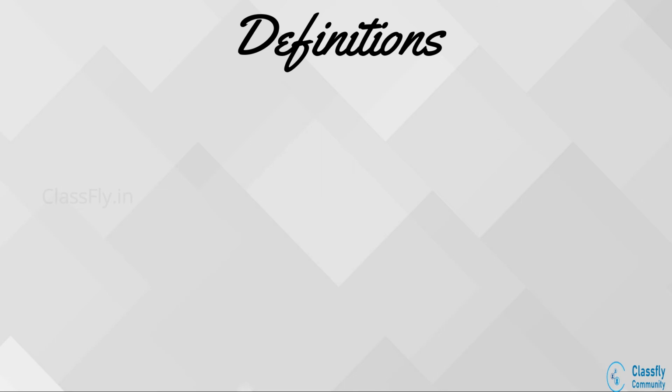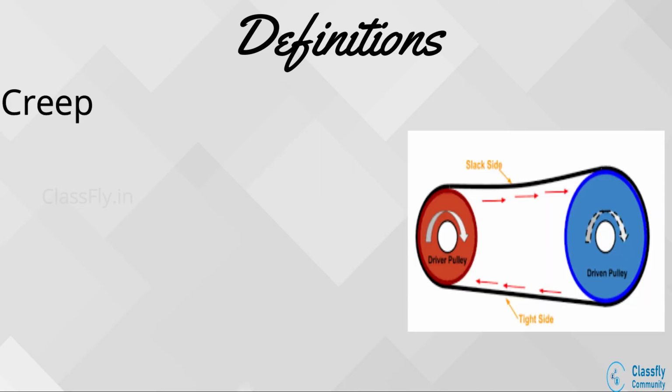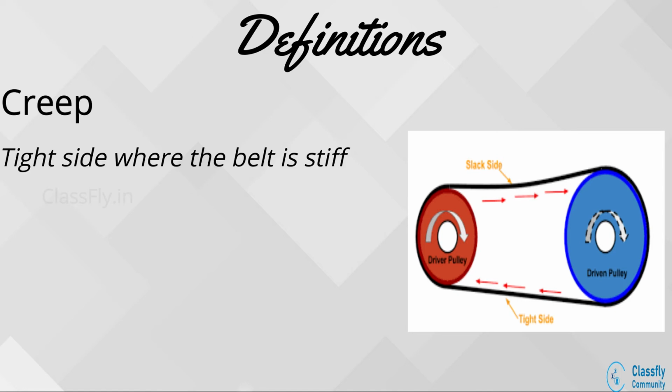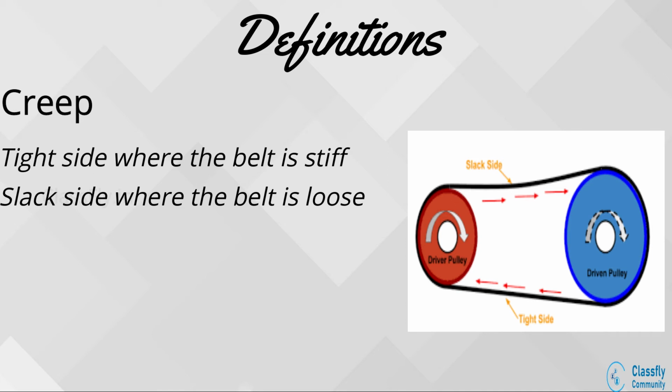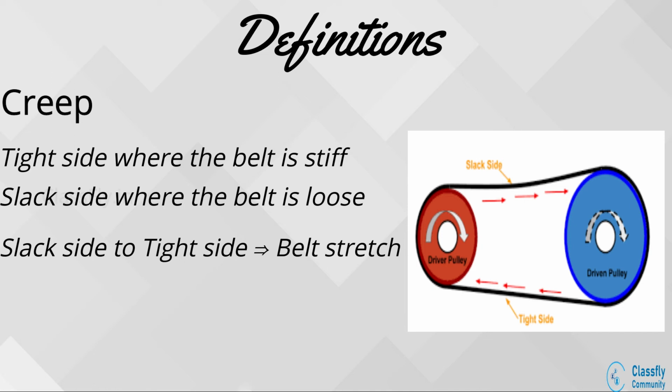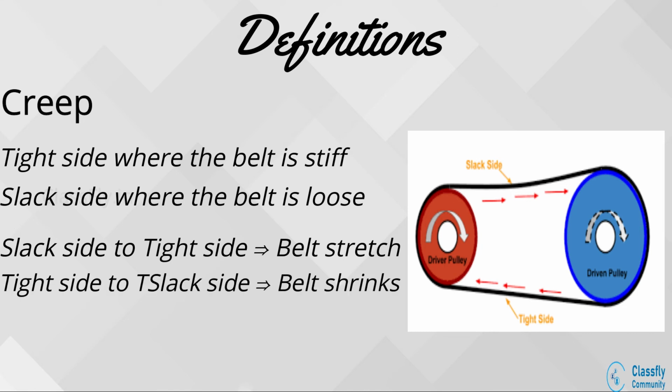Next, creep. Well, in a belt drive system, there exist two sides, that is the slack side and the tight side. The tight side is the region around the larger pulley where there is high tension of the belt. The slack side is in the smaller pulley where the belt tension is comparatively lesser than the tight side. Hence, when the belt passes from the slack side to the tight side, a certain portion of the belt will extend due to its elastic nature and the increase in tension, and it will contract again when the belt will pass from the tight side to the slack side.